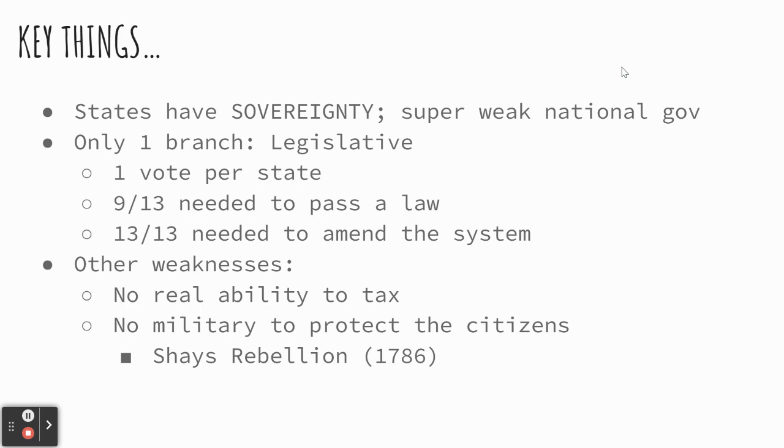So remember the Articles of Confederation: the states are sovereign, the national government's super weak, it's one branch, a legislative system, and it's unicameral. It's not a bicameral system, and again, just designed to be very weak based on our experiences with England.